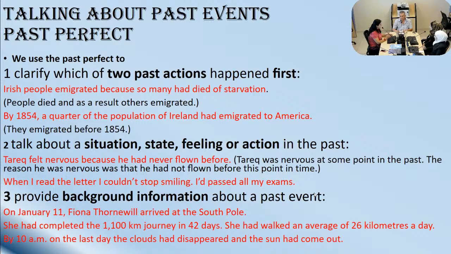Now, by 10 a.m. on the last day, the clouds had disappeared and the sun had come out. So we have something that happened in the past. When we need to give background information to this thing, we use past perfect. And again, we have by plus time, exactly, we use the past perfect.